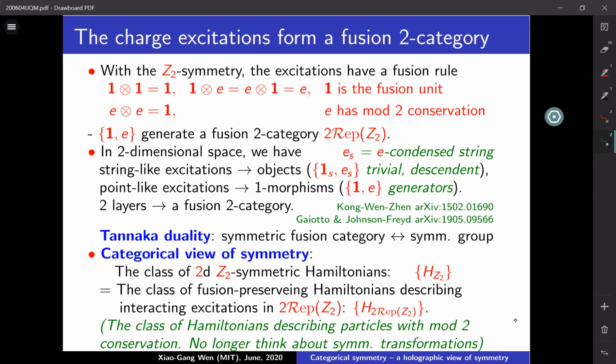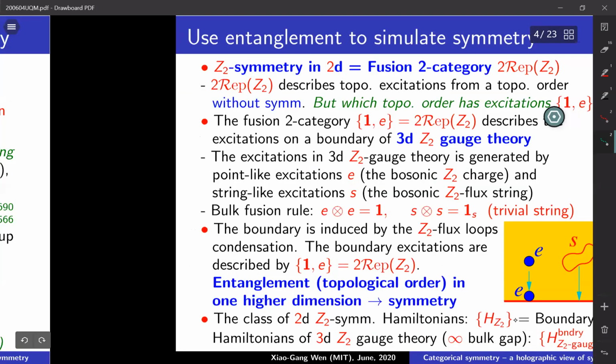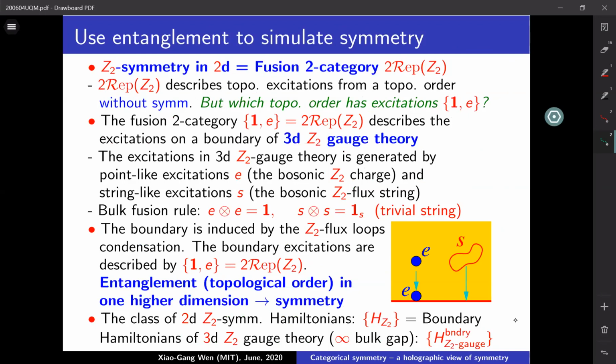It's another way to specify symmetry. So this is what I mean by using a categorical way to view symmetry. Okay, so this is one point. Then another point is that there's a third way to view symmetry. This categorical way is one way, just using conservation law to view symmetry. Actually, there's another way, so-called using entanglement to view symmetry.